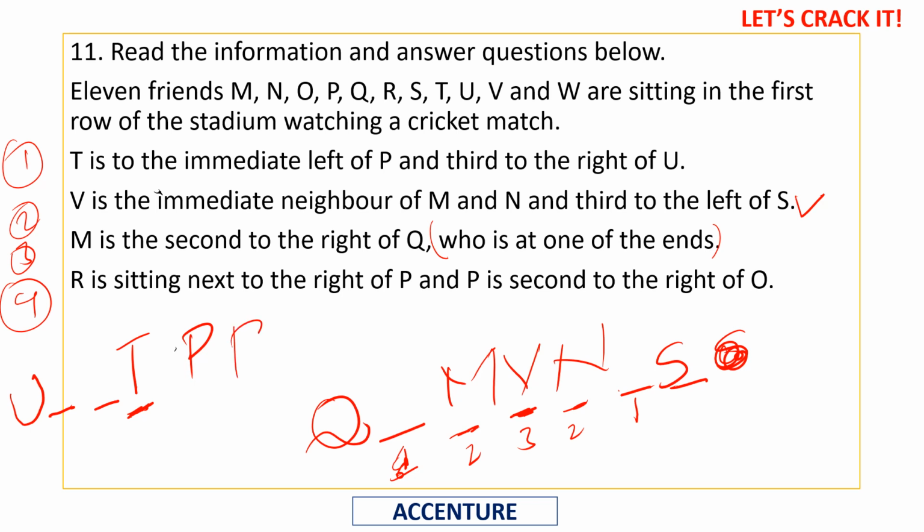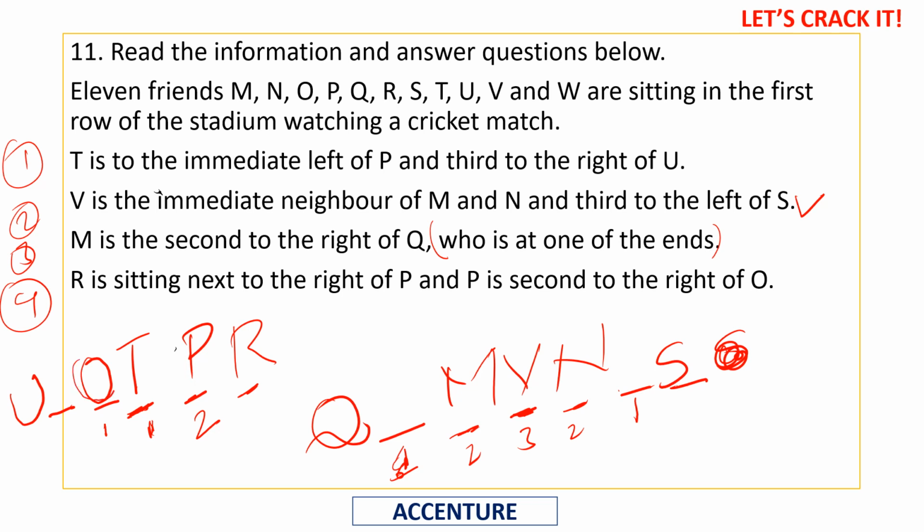Right of P is here. P, R. R is sitting next to the right of P, and P is second to the right of O. So this is first to the right of O, and P is somewhere here. If we consider first, second, so between O and P there is one person.